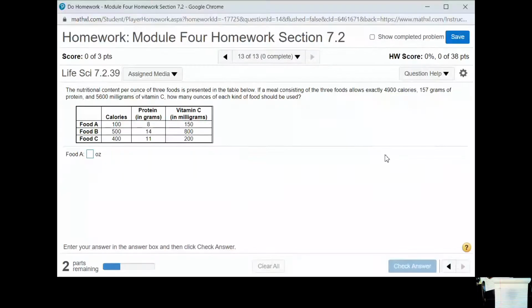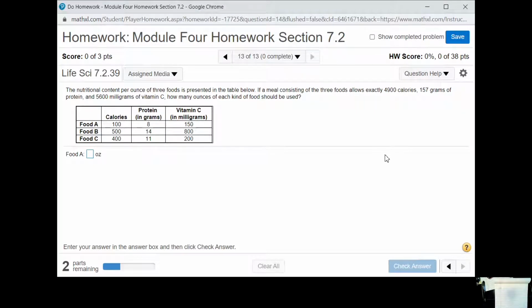Okay, so now we're going to look at number 13. So let's pull it up and look at number 13. Okay, this is a problem that has to do with how nutritionists do this all the time, where they have to assemble a meal to fit some sort of health criterion. Okay, so let's look here.